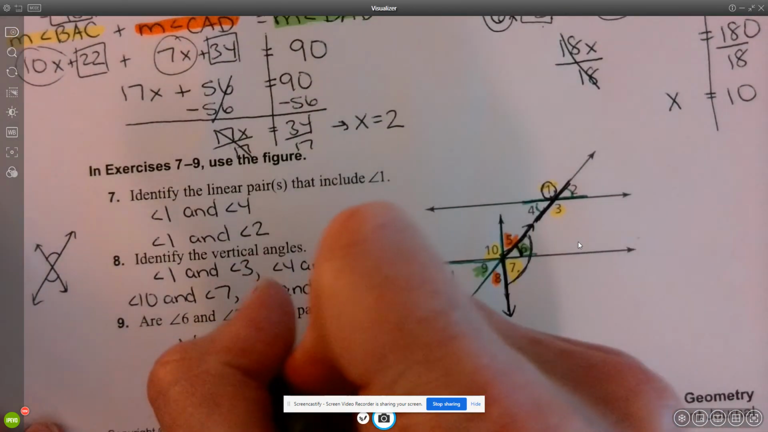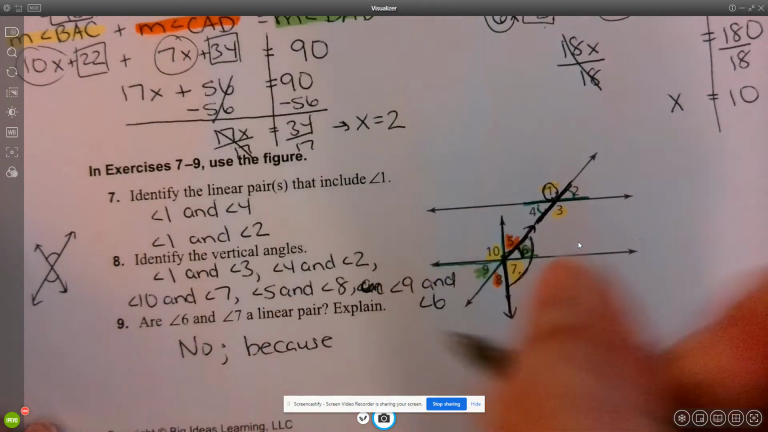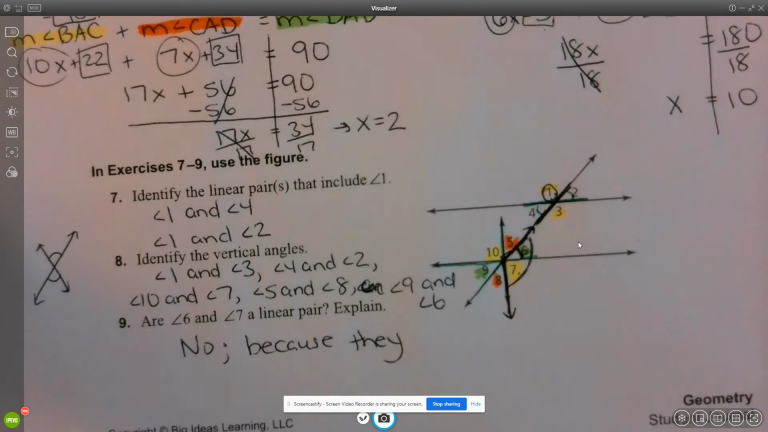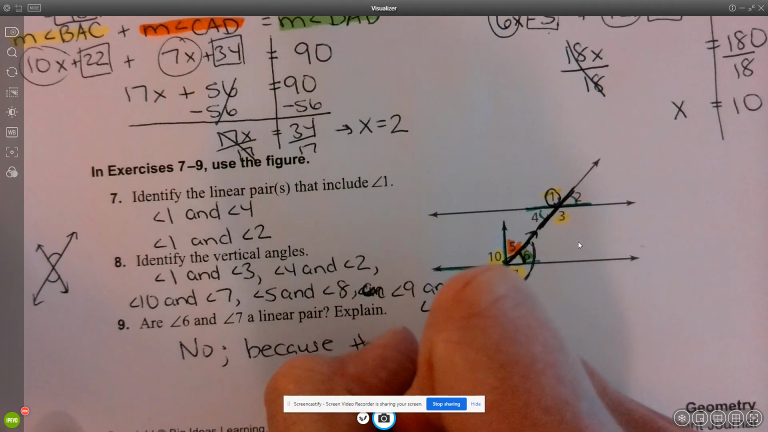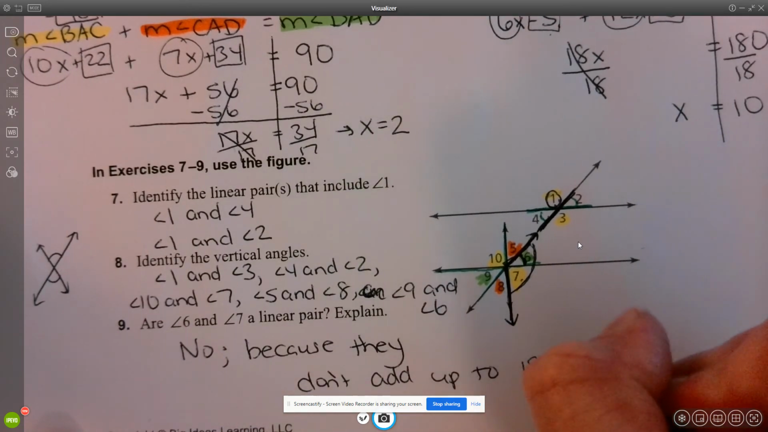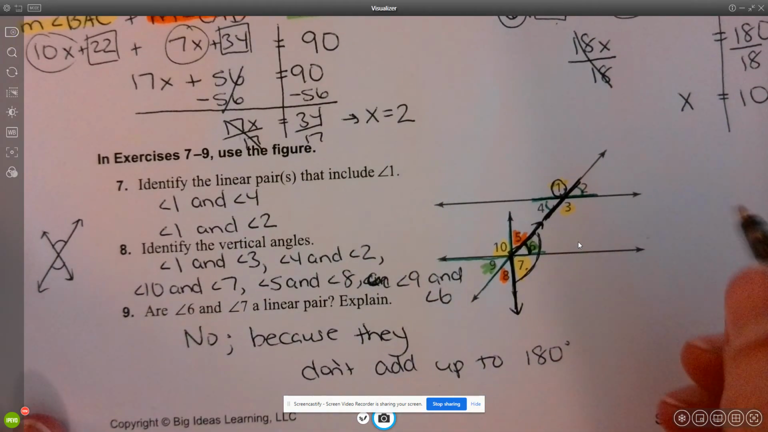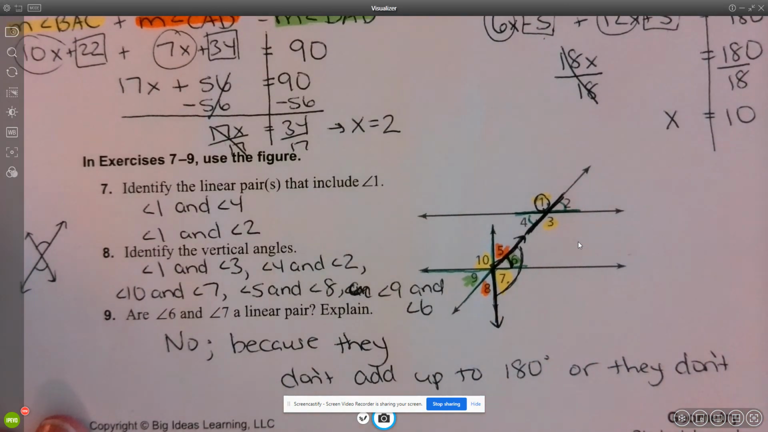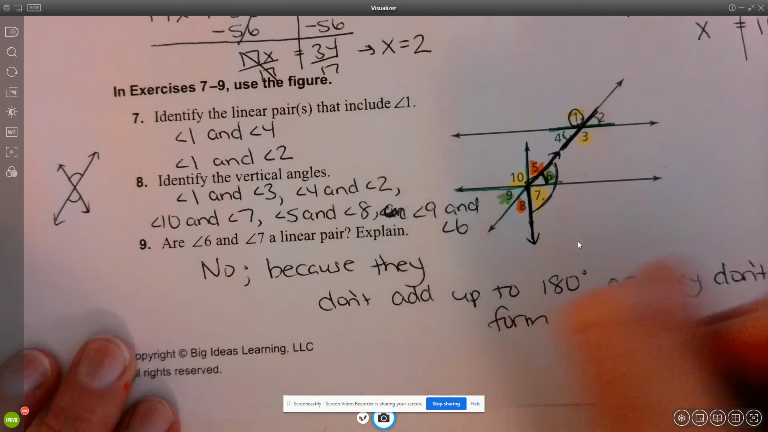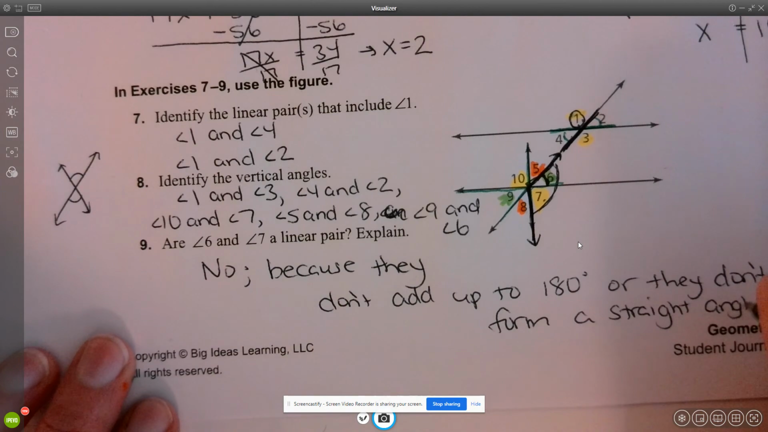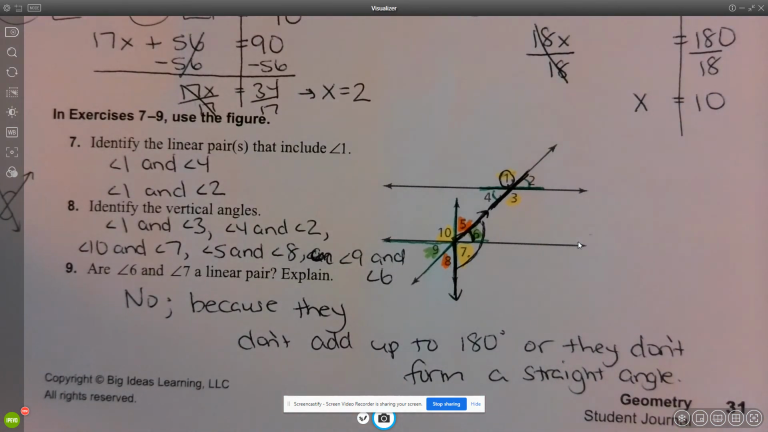And we could say they don't make a straight line, or you could say they don't add up to 180 degrees. Or they don't form a straight angle. There's a lot of different ways you could explain it, but they are not a linear pair.